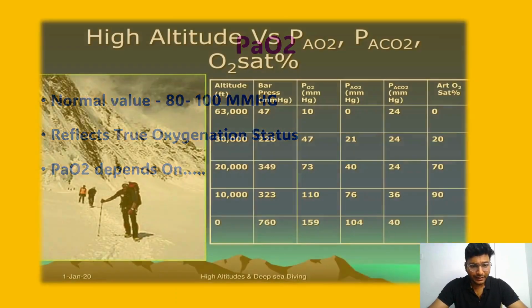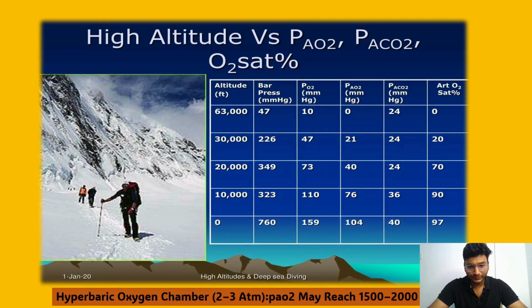As the percentage of oxygen increases, the partial pressure of oxygen increases. There is a relationship between them. As I said, as the altitude increases, the partial pressure of oxygen decreases. At sea level, the partial pressure of oxygen is 100, that is 80 to 100, and as the height increases, it is reduced. Okay.